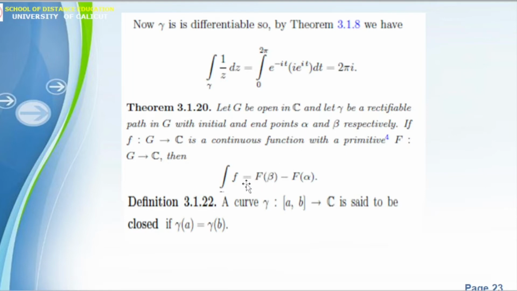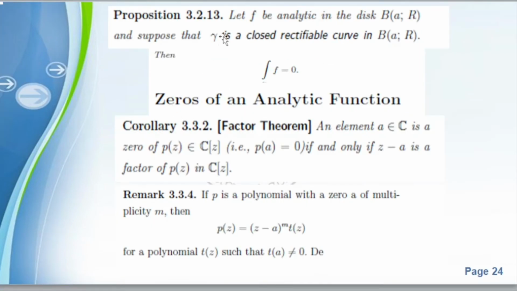And a curve gamma is said to be closed if gamma of a is equal to gamma of b. Let f be analytic in the disk B(a, R) and suppose that gamma is a closed rectifiable curve in B(a, R), then the integral over gamma of f is equal to 0.